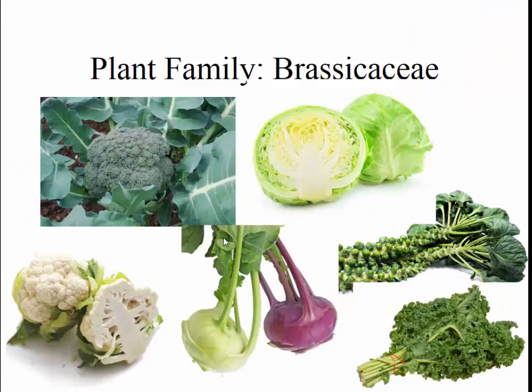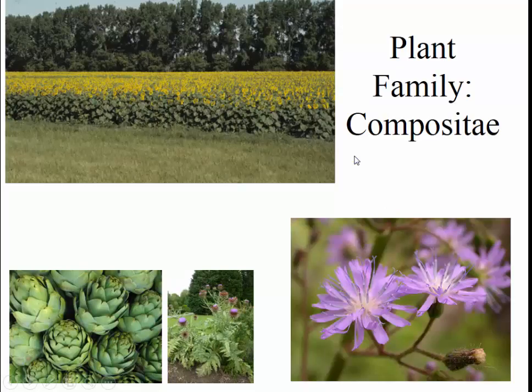The Brassicaceae family produces many of the vegetables that are consumed widely in the world: broccoli, cauliflower, kohlrabi, kale, Brussels sprouts, and cabbage. The aster family, the Compositae, is the old name. We have sunflowers, artichokes, and the artichoke plant, and then chicory, which is used to flavor some kinds of coffee.